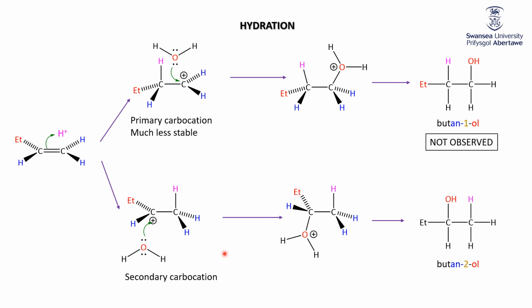But anyway, there we are, hydration, the addition of water across a double bond in the presence of the acid catalyst. You've got to have that acid catalyst to give you the carbocation. Because it goes via a carbocation mechanism, it's going to follow Markovnikov's rule. Wasn't that fun?